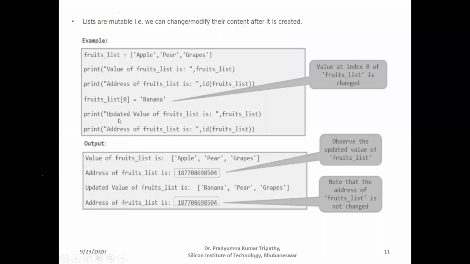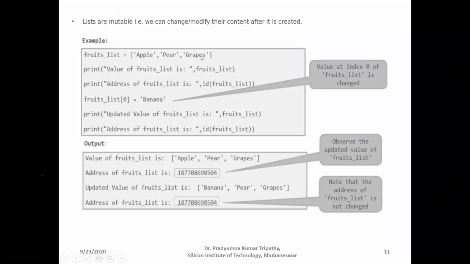Now if I print the updated list, it will print the updated list over here. Is that understood? I have changed from apple to banana. And again I want to print the address, to see whether it is pointing to the same location or some other location after changing a value inside the list. So again I use the ID function over here. But what I find is that the location is the same.